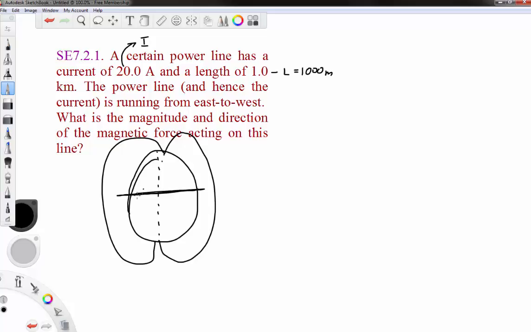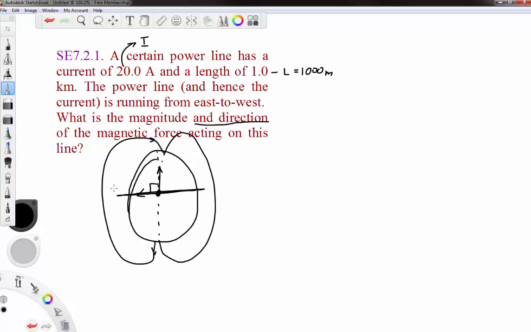So the current is running in this direction. The magnetic field line, remember that this is the south pole, this is the north pole magnetically. So the magnetic field line is actually in this direction locally. And the reason why that's important is, A, we now have the angle between the two, it's 90 degrees. B, this thing says direction.